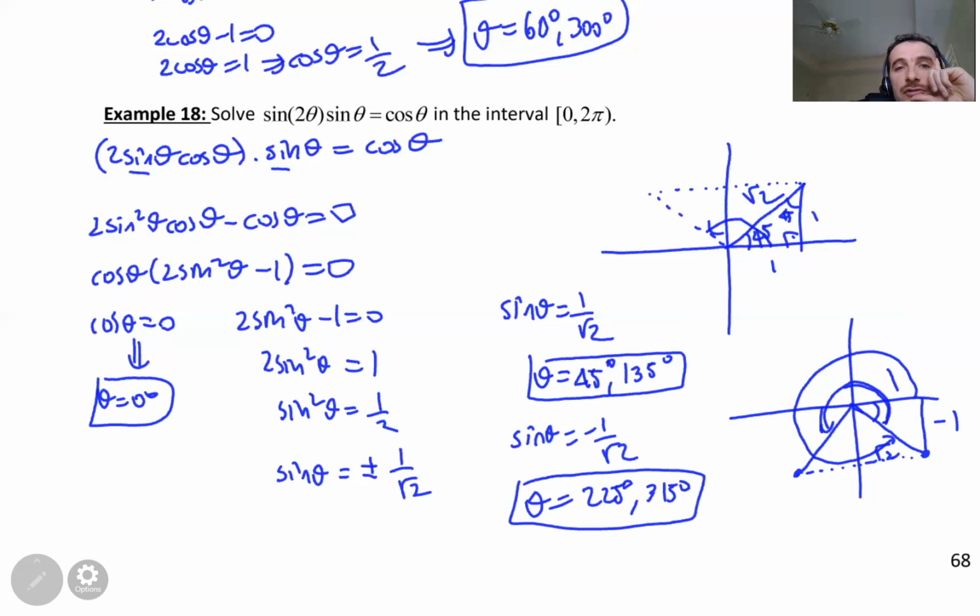By the way, if you had simplified cosine theta at the beginning, you would be losing this solution, right? So don't do that, okay? Anyway, yeah, let me stop here for this video. In the next video, I will do one more type of trig equations, and we are going to be done with this section, okay? Yeah, see you in the next video.